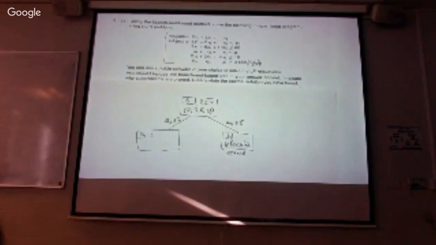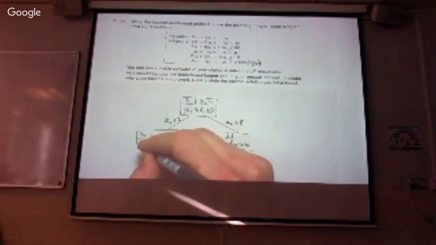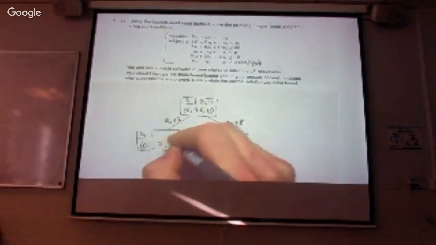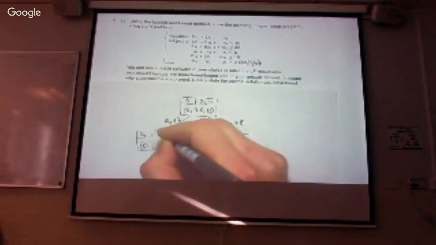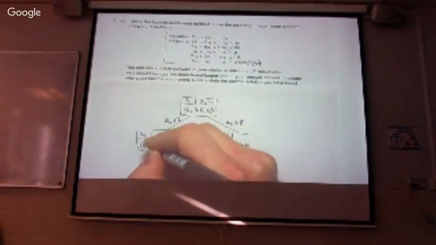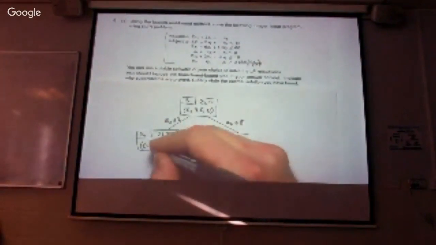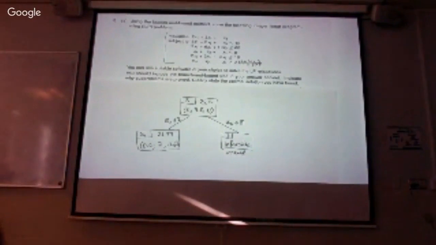What did you get? X1 is 0.08, X2 is 7, and X3 is 0.62. Yeah, and Z is 21.7. So now we have a choice. We need to branch again, but we have a choice.